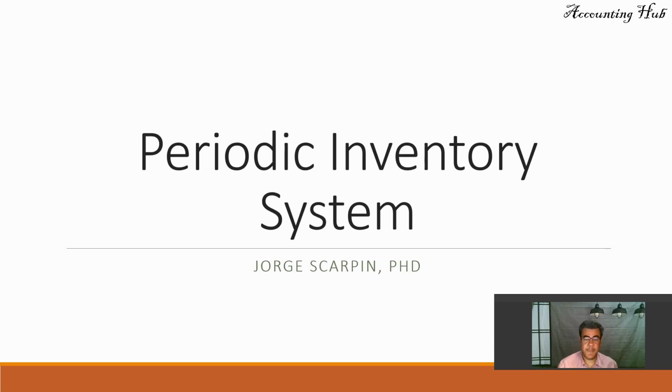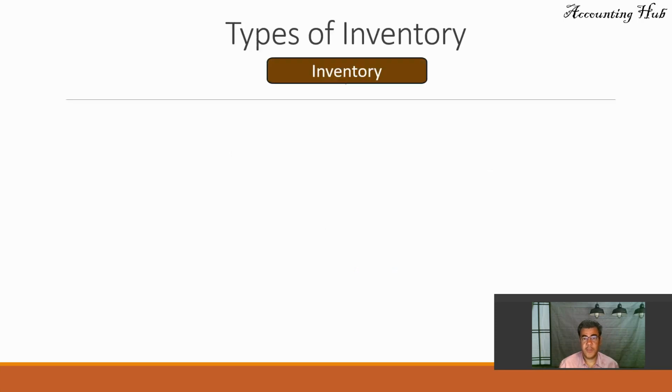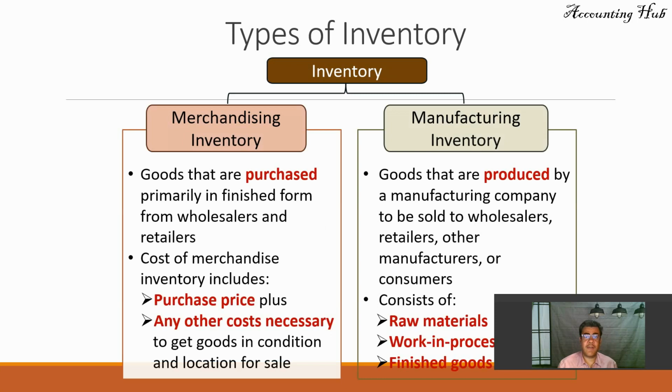I'm Professor George Carpin, PhD in accounting, and our topic today is the periodic inventory system. When we talk about inventory, we have two types: merchandising and manufacturing inventory. Manufacturing inventory is not our topic today. However, we have videos about manufacturing inventory. Check them out. They are in our video description. And merchandise, this is our topic today.